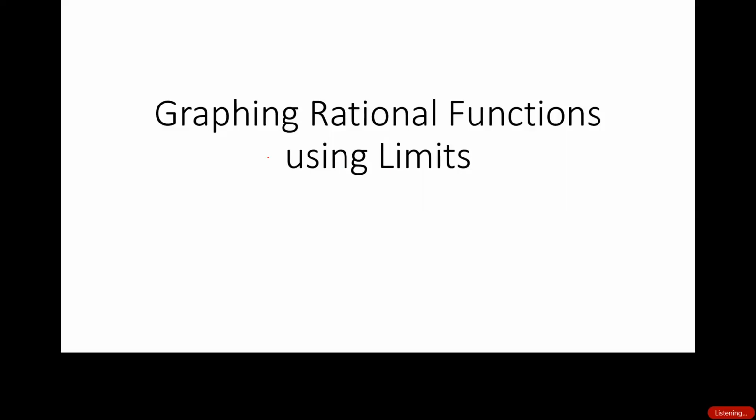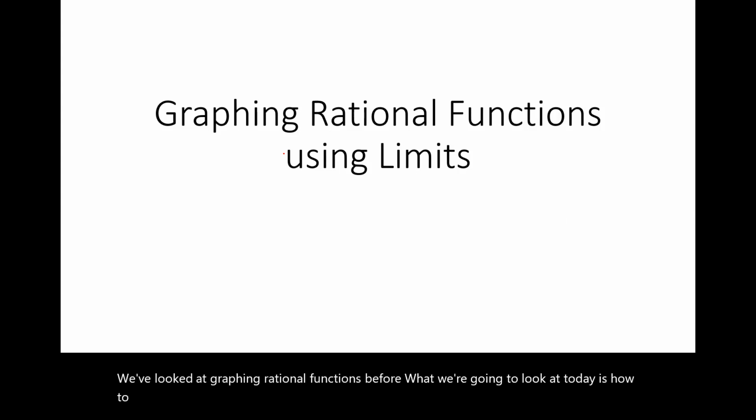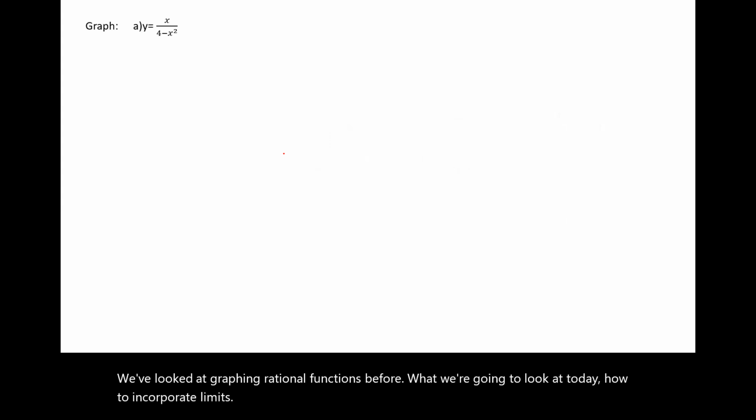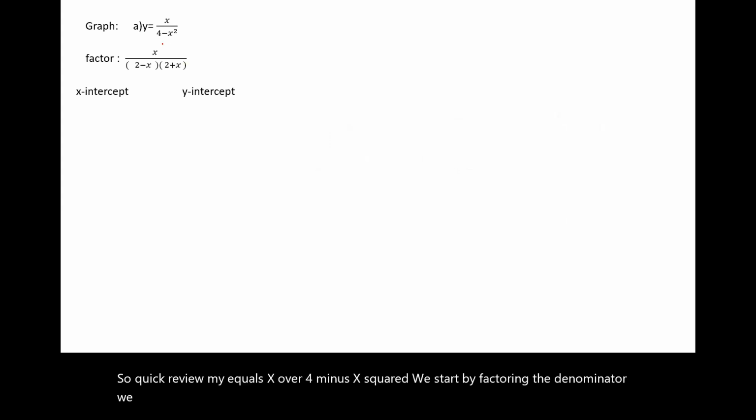We've looked at graphing rational functions before. What we're going to look at today is how to incorporate limits. So quick review. Y equals x over 4 minus x squared. We start by factoring the denominator. We find x and y-intercept.